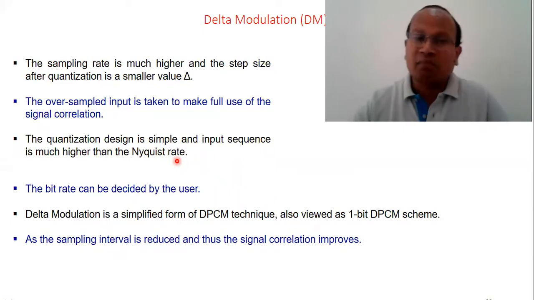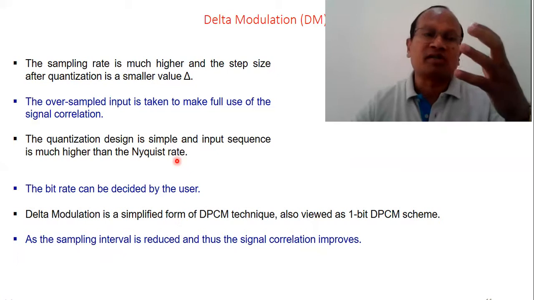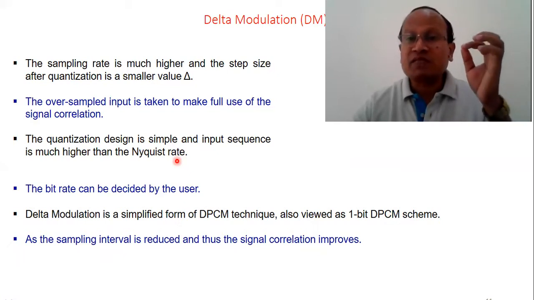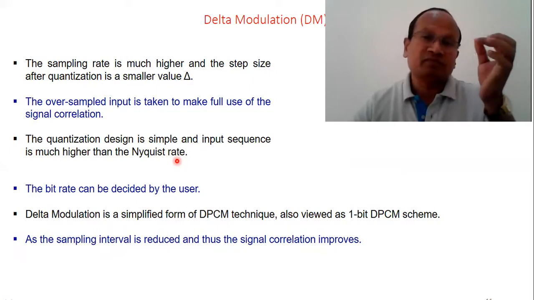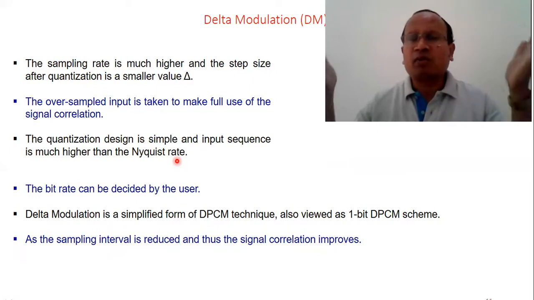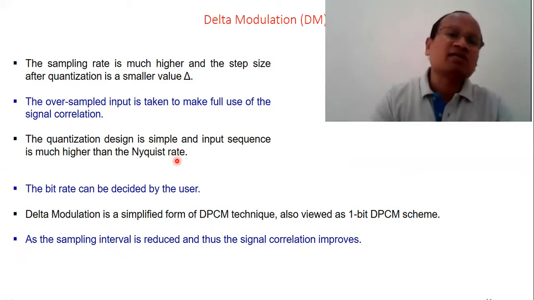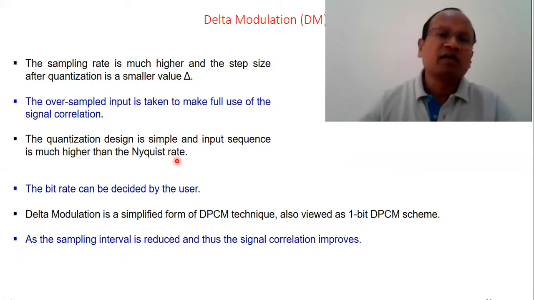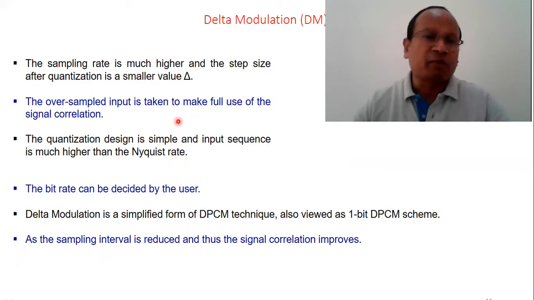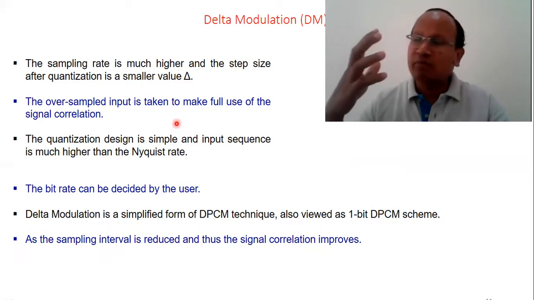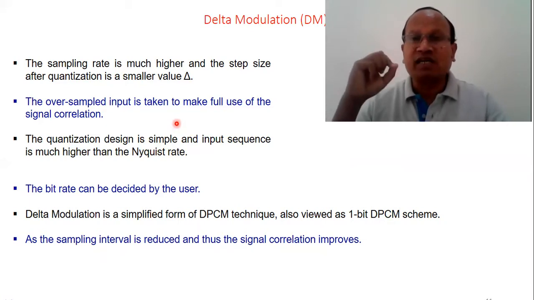The data is oversampled. So what is peculiar in delta modulation? With oversampled data, the step size will be very small. Obviously, if there are more samples, the spacing between two samples will be less, and accordingly the step size needs to be very, very small. So oversampled data is taken as the input, and that makes full use of signal correlation, as we have seen in DPCM.